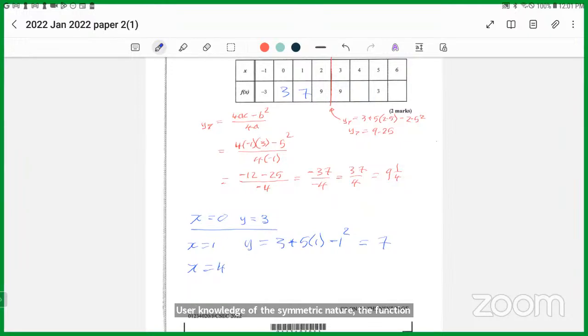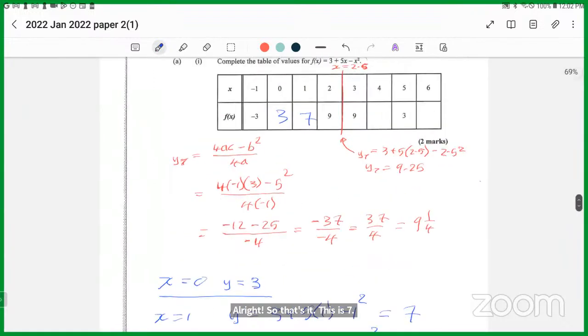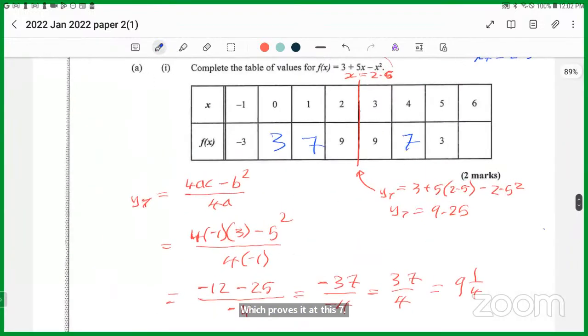When x equals 4, y becomes equal to 3 plus 5 times 4 minus 4 squared. That becomes 7 as well, because this is 20, and 3 makes 23. So you get 23 minus, this becomes 16. 23 minus 16 is 7. Right? So that is it. This is 7, which proves it.